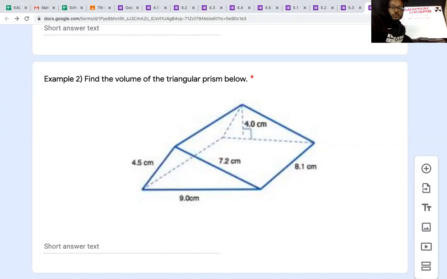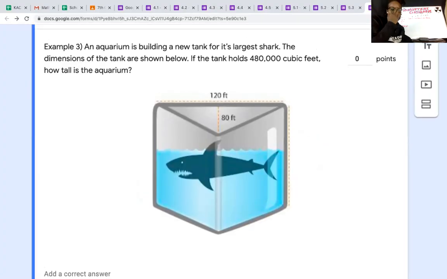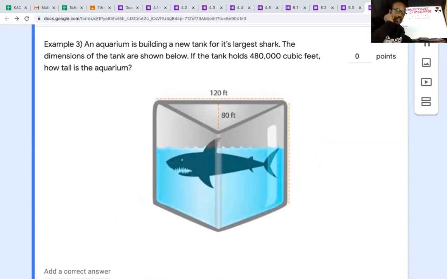Well, look at what we have here. We have a problem that throws us a little bit of a curve. An aquarium is building a new shark tank for its largest shark. The dimensions of the tank are shown below. It has a base of 120 feet. The triangle base has a height of 80 feet. And we have an undescribed depth of the tank.